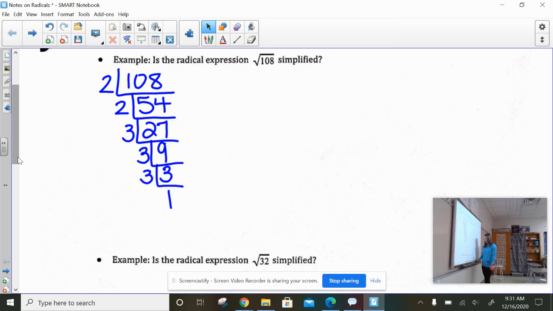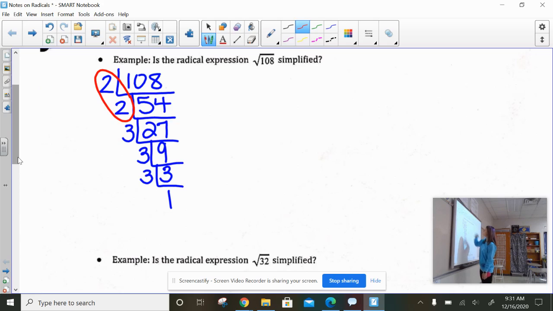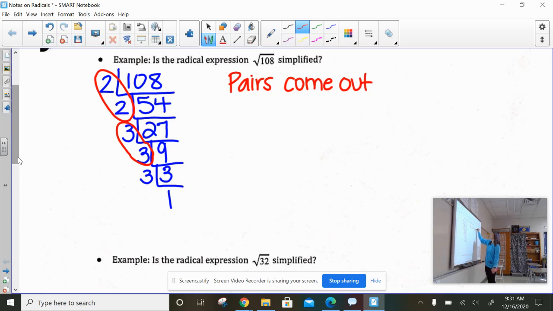Now, when you get there, you circle whatever pairs that you have. So I have a pair of 2s. I also have a pair of 3s. Pairs come out of the radical, and then anything left over stays inside.